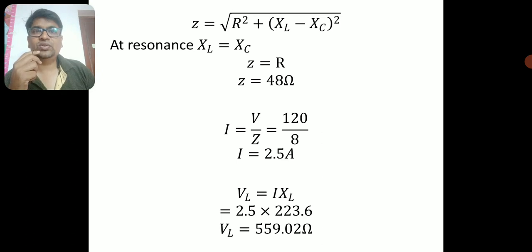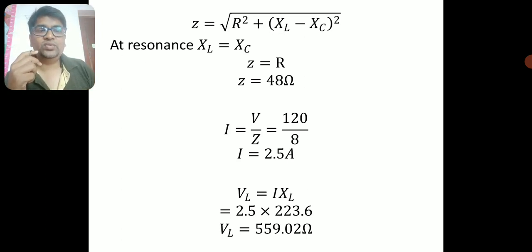So VL is equal to I into XL. Be careful, you have to take I into XL, not Z. Okay, if you take Z, it is the whole potential of the source. If you take I into XL, it is the potential across the inductor. If you take I into XC, it is the potential across the capacitor. If you take I into R, it is the potential across the resistor. Okay, so in this particular problem, I am only calculating the potential across the inductor.